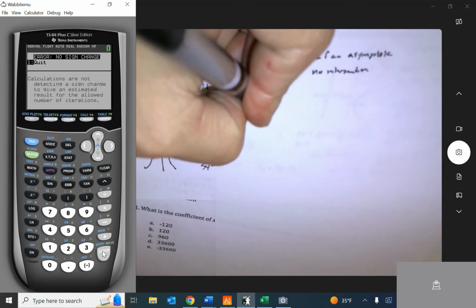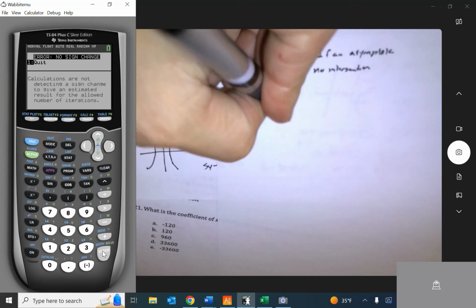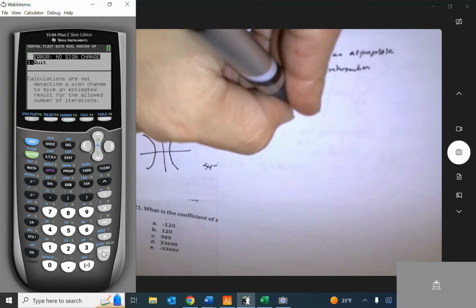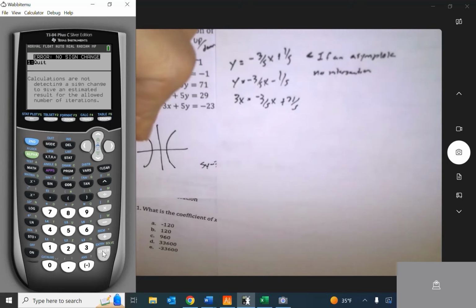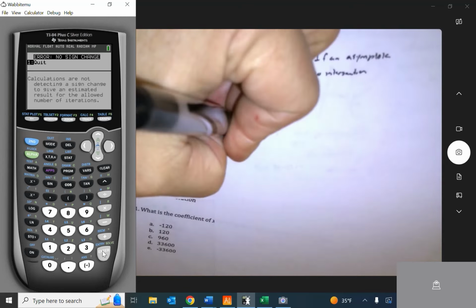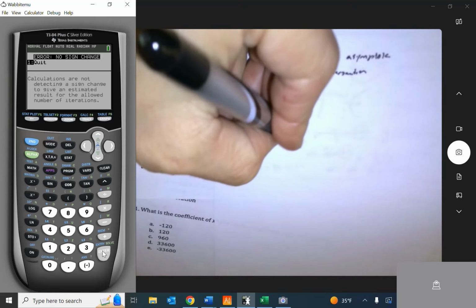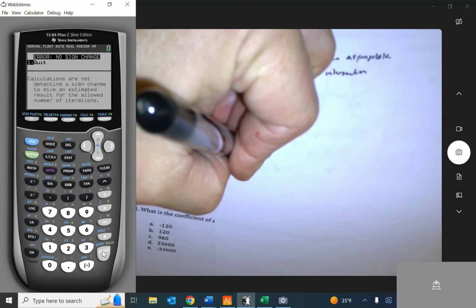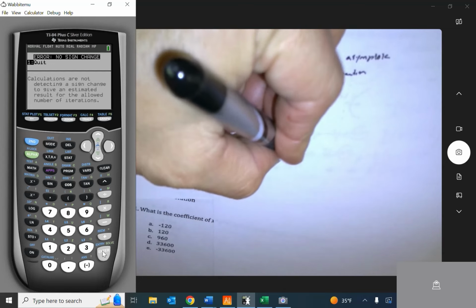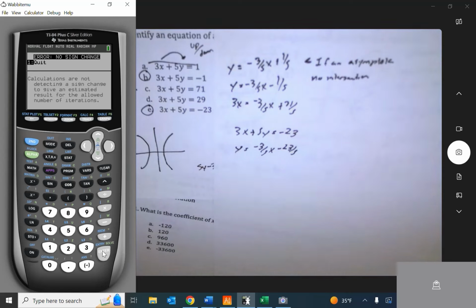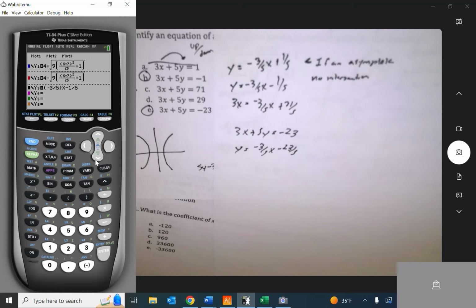That's 3x equals negative 3/5 x plus 71/5. If the first one failed, that one's going to fail. E is a very good likely candidate. Let's look at E. 3x plus 5y equals negative 23. So y is negative 3/5 x minus 23 over 5. Let's check that one out. It's really between B and E, if you think about the math.